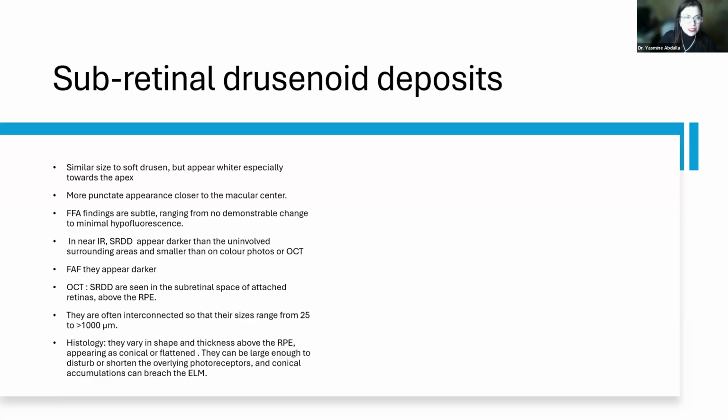In near infrared, they can appear darker than the uninvolved surrounding area. Also in autofluorescence. In OCT, this is the most important bit, that it is subretinal, hence above the RPE. They can be interconnected, and their sizes, when they're interconnected, can be from 25 to 1,000 microns. And histologically, they vary in shape. They can be triangular, prolate, or conical, and they can be large enough to shorten the overlying photoreceptors, and it can disturb the external limiting membrane.